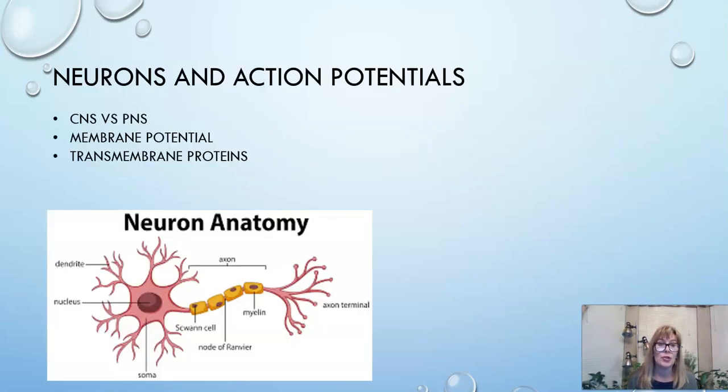Here we go. Neurons and action potentials. So CNS versus PNS, central nervous system versus peripheral nervous system. The central nervous system is your brain and spinal cord, and they are amitotic cells. Your peripheral nervous system is all of the nerves, the things that we think of as nerves, which are truly neurons, and they lie outside of the brain and spinal cord. These are both our motor neurons and our sensory neurons.